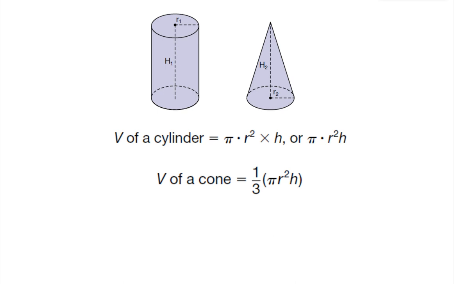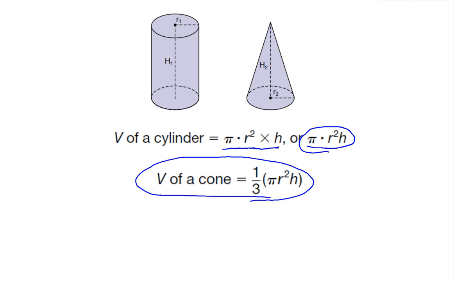Now, the volume of a cylinder, we learned, was pi times the radius squared times the height. Okay. Or, pi times the radius squared times the height. The volume of a cone is 1/3 of that, because 3 cones can fit into a cylinder.